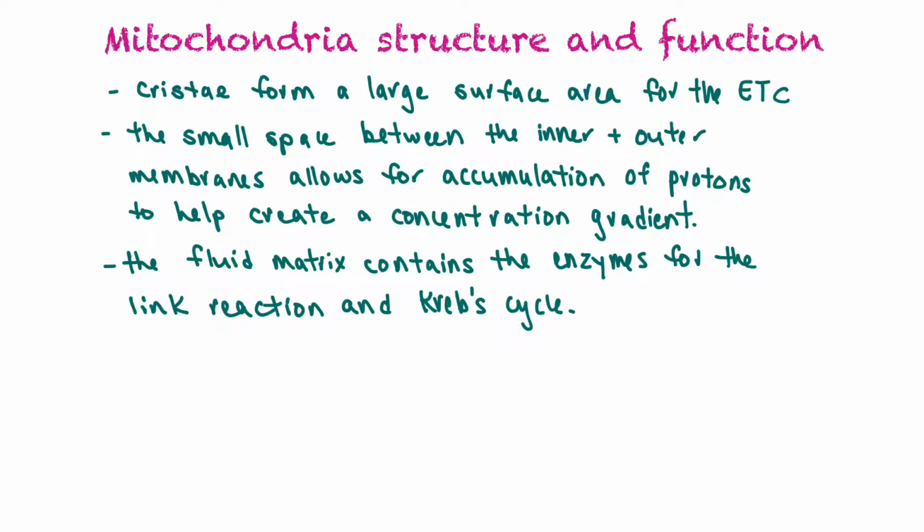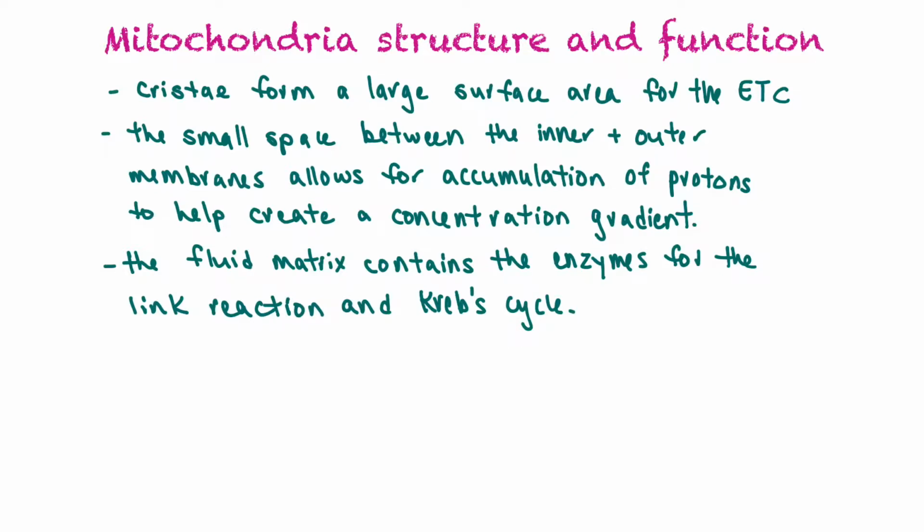The structure of the mitochondria allows for many of its functions. First of all, cristae form a large surface area. So this allows for multiple electron transport chains all along the inner membrane of the mitochondrion. There's a very small space between the inner and outer membranes, so this allows for an accumulation of protons, also known as hydrogen ions, to help create a concentration gradient, so that those ions or protons can come back through the inner membrane by way of ATP synthase.